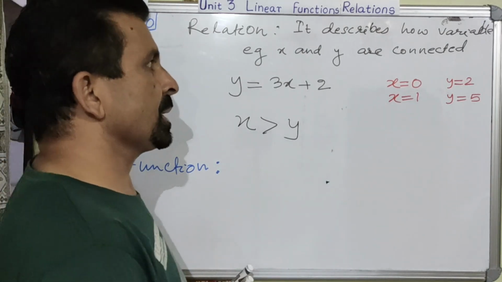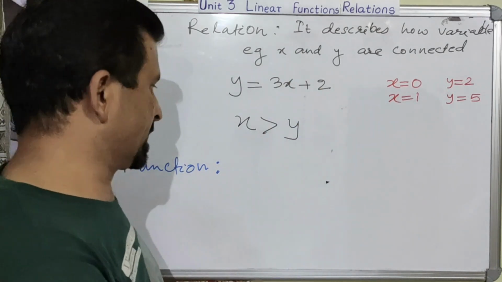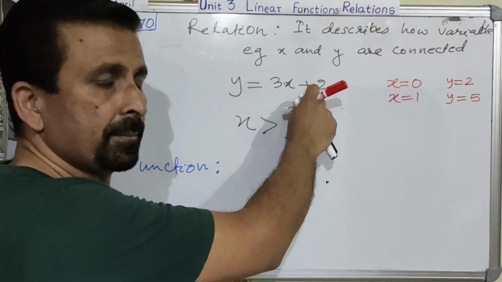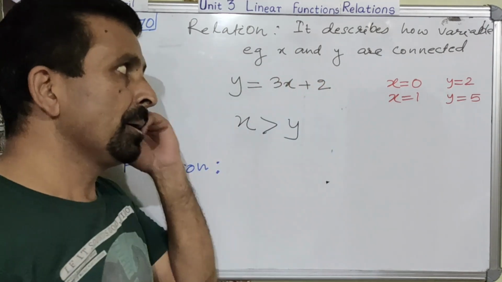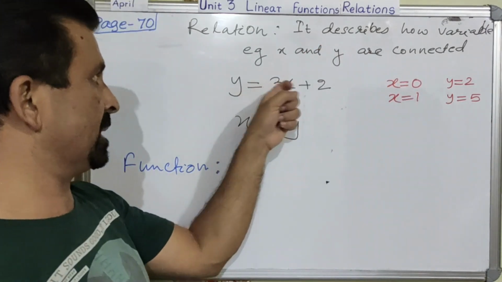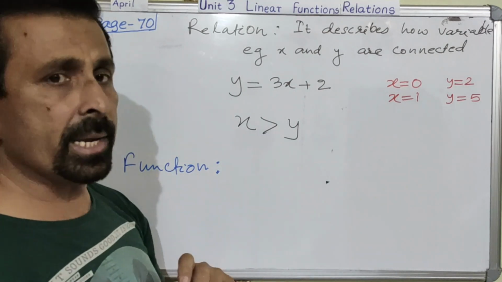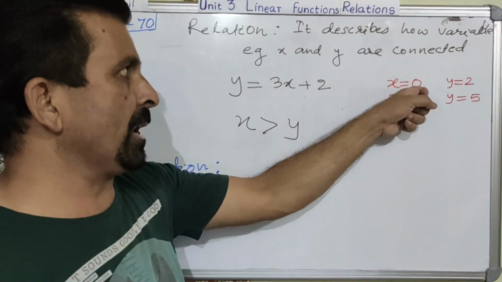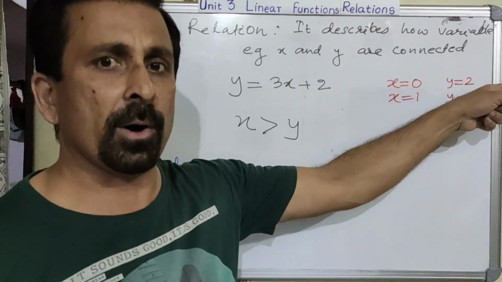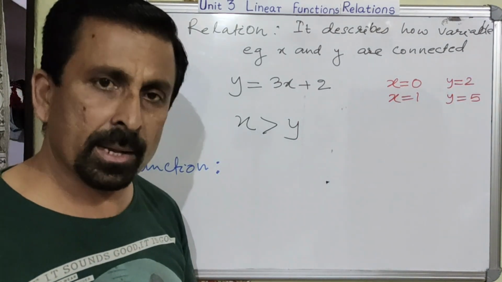Now, from here we can try to understand the function. First of all, we said it is a relation. This is a relation, right? But this relation is also a function. Why? Because for a particular value of x, you are getting a definite value of y. Am I understood or not?